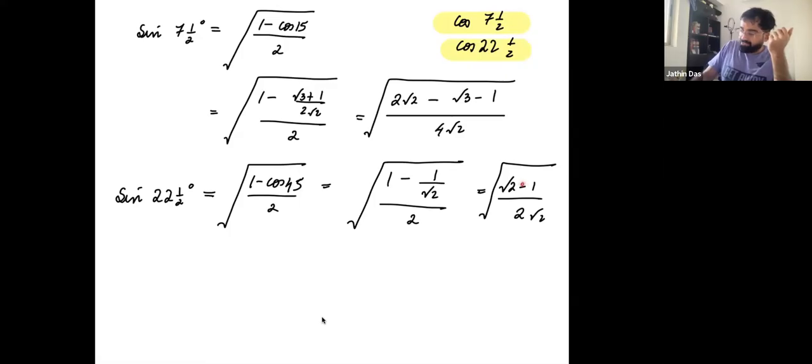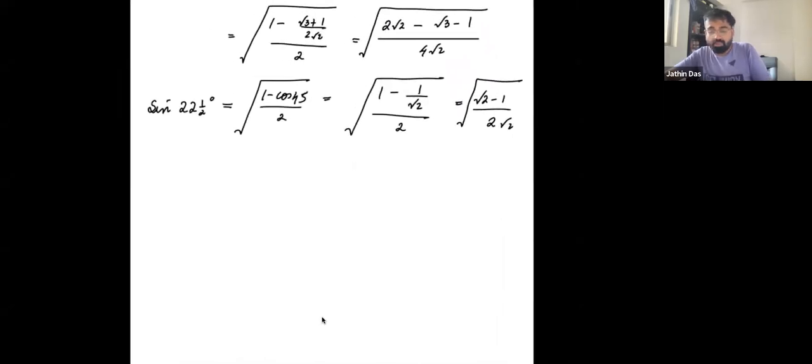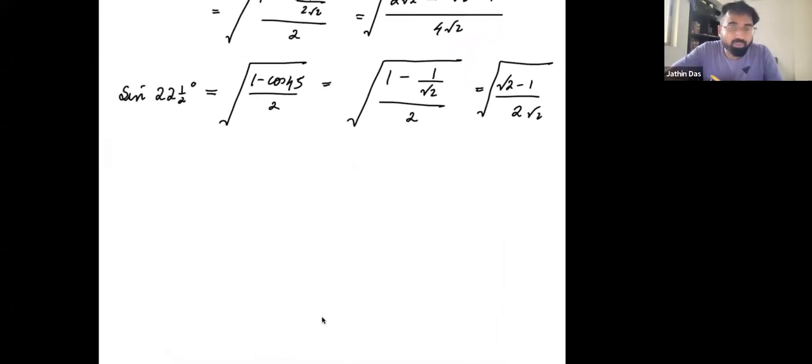I think only there will be a difference in sign. That's it. तो यहाँ पे प्लस आएगा, यहाँ पे प्लस आएगा. That's the only difference in the form. Okay. So this is how the half angle formulas have been done.